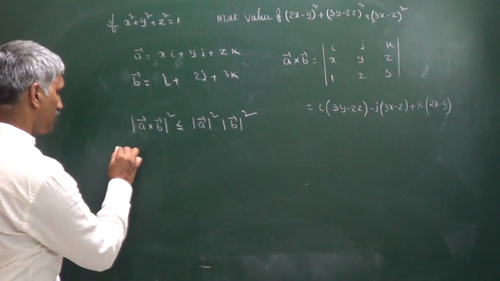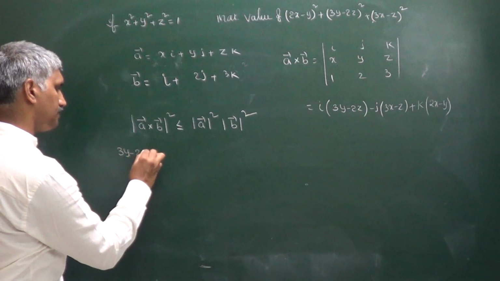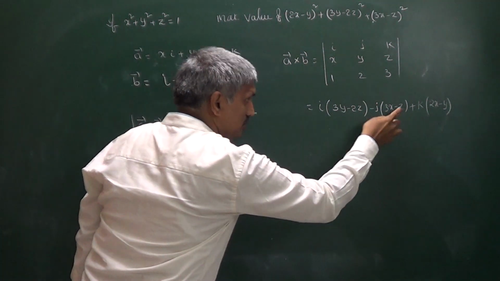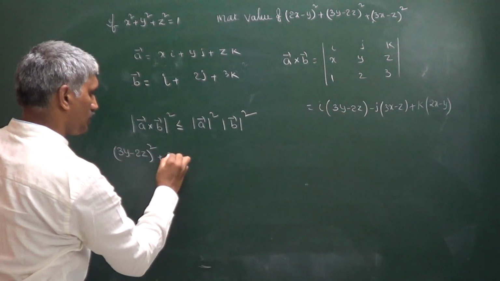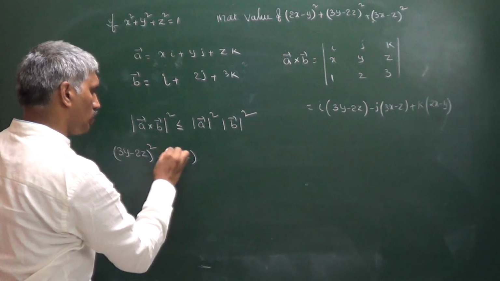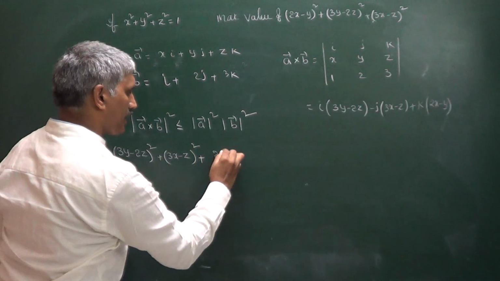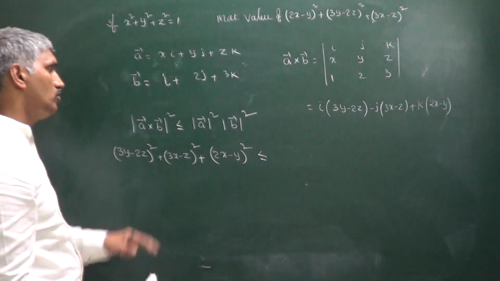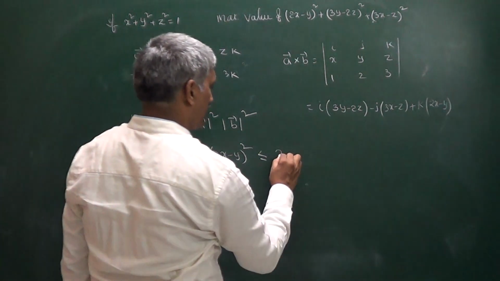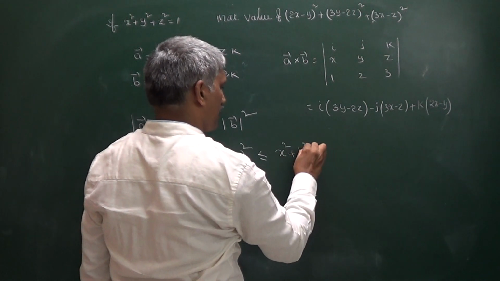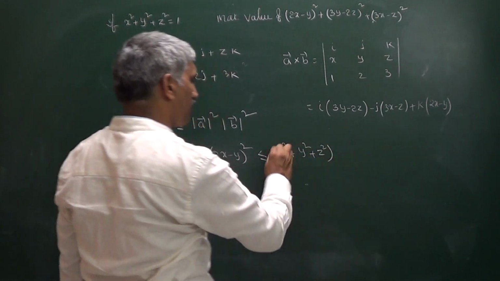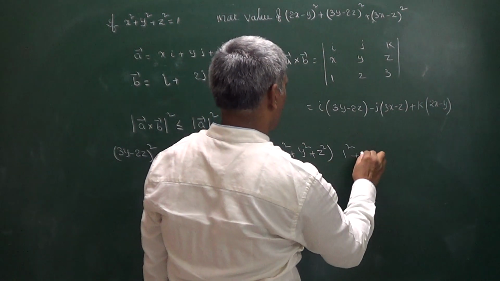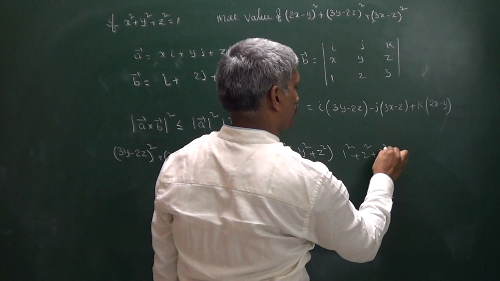Then what we will get? (3y minus 2z) whole square, next (3x minus z) whole square plus (3x minus z) whole square, next (2x minus y) whole square is less than or equal to mod a bar whole square, which is nothing but x square plus y square plus z square, into mod b bar whole square, which is nothing but 1 square plus 2 square plus 3 square.